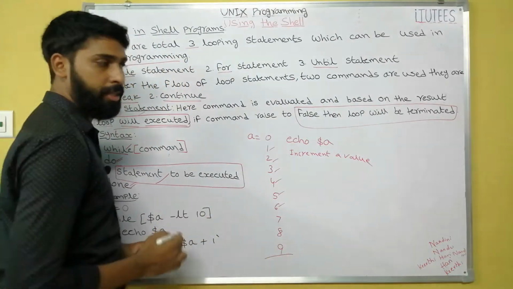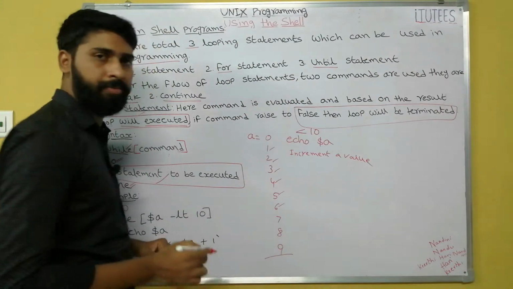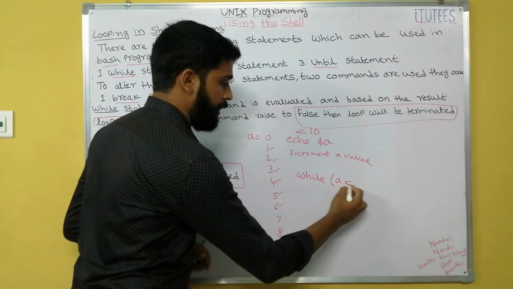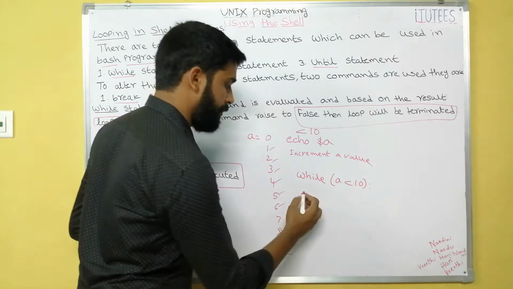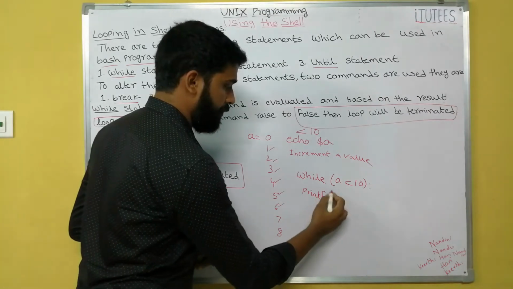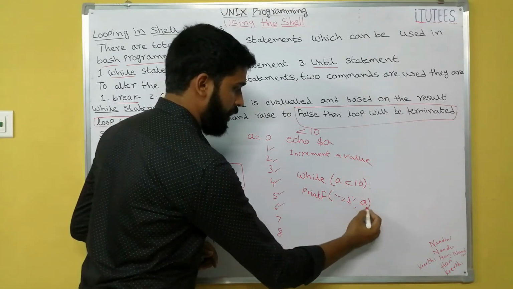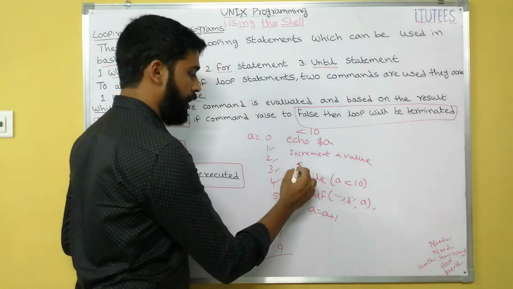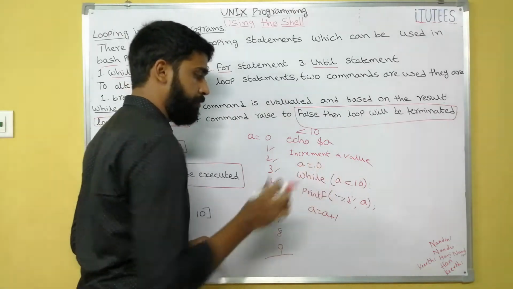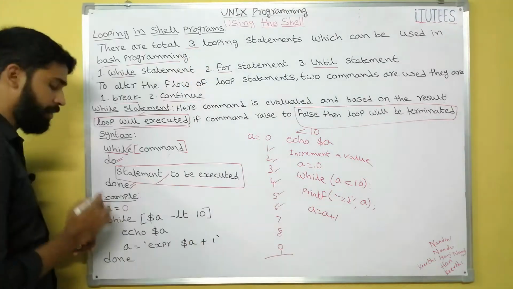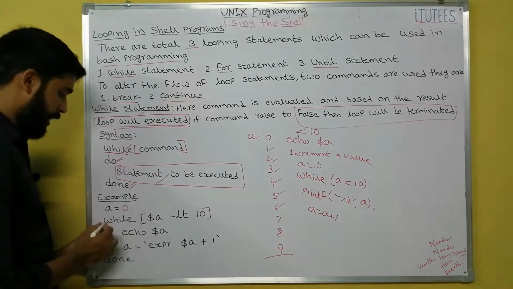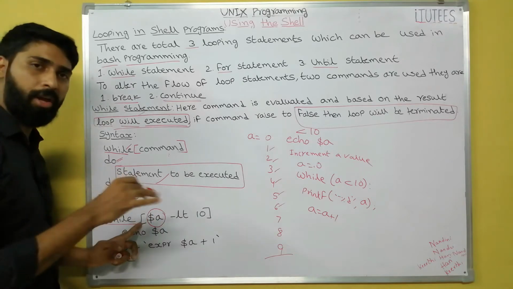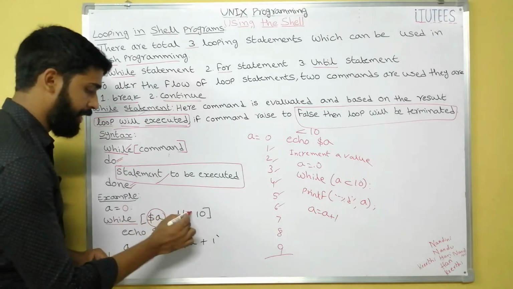Here the condition is that a is less than 10. So how can we write this in C? while a less than 10, printf %d a, and a equals a plus 1, and initially a is 0. In Unix, the initial value of a equals 0, and while, how can I identify the value of a? $a, so less than.